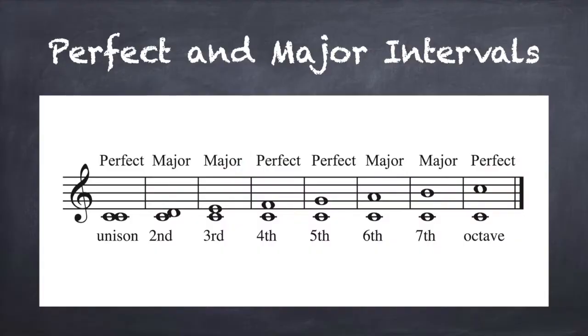When the upper note of the interval is in the major scale of the lower note, the interval is said to be a perfect or major, as indicated on this chart. Unisons, fourths, fifths, and octaves are perfect. Intervals of a second, third, sixth, or seventh are major.